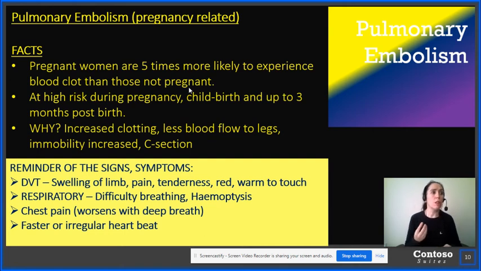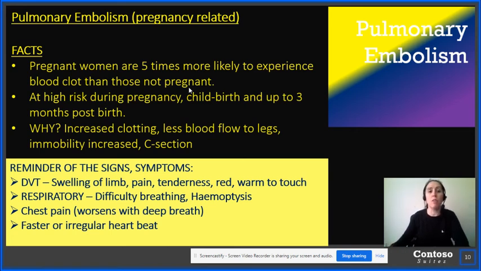So in this case, you're not necessarily thinking about long-haul flights. You're not necessarily thinking about DVTs, immobility, the same as you were in the respiratory system. Yes, of course, there's still going to be risk factors, but when it comes to a person who's pregnant or who has recently given birth, there are other risk factors to add on top of that. So just on the bottom there, I've put the signs and symptoms.